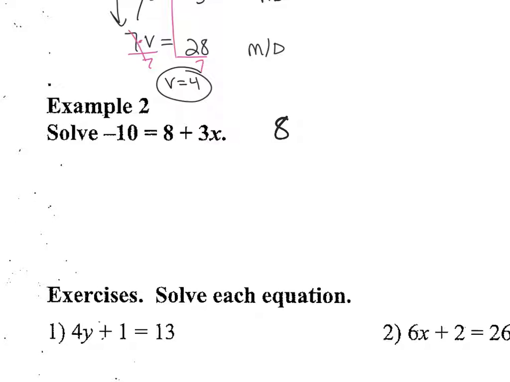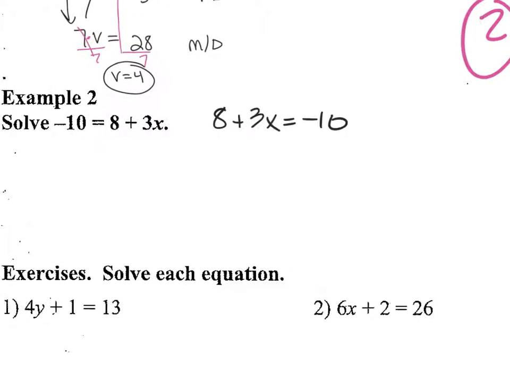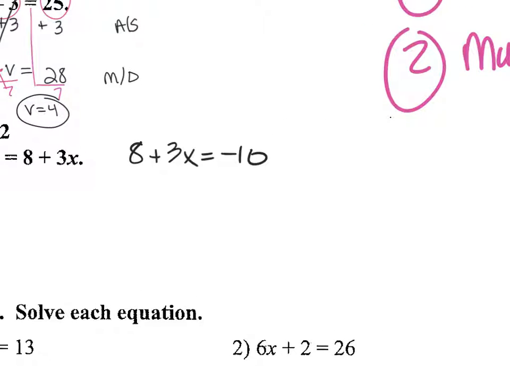Okay, on example 2, I'm going to rewrite it so my variable's on the left side. So I've got 8 plus 3x equals negative 10. So I just rewrote it. I just flip-flopped the sides. But I'm going to do the same thing. Got a regular number. Got a variable. And a number. So which side of that equal sign should I start on? Good, the side with the variable, right? The side that has more stuff on it, pretty much.